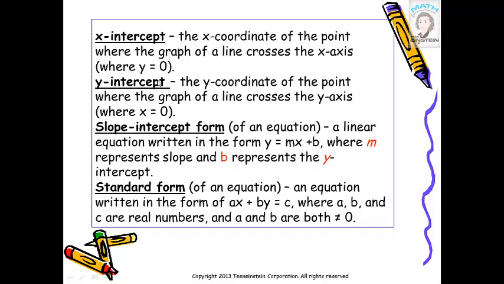It's called y-intercept, slope-intercept form. A linear equation written in the form y = mx + b, where m is the slope or gradient and b is the y-intercept. This is called slope-intercept form.